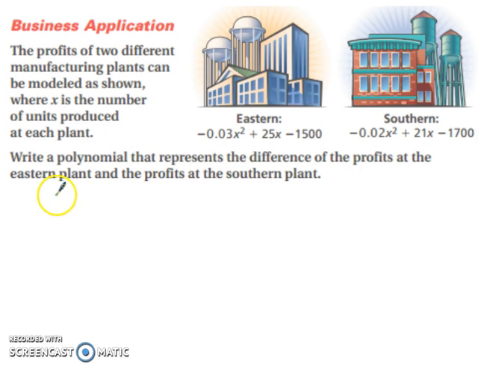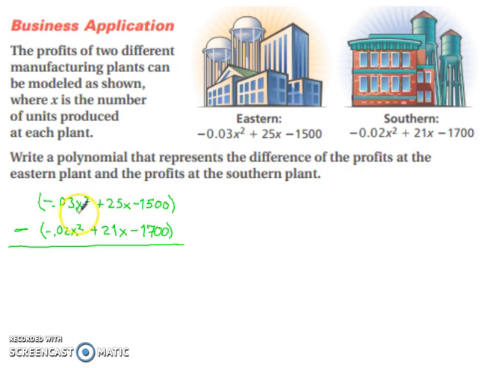So it might be helpful to write this vertically. So we have negative 0.03x squared plus 25x minus 1,500. And then we're going to take that quantity and we're going to subtract negative 0.02x squared plus 21x minus 1,700.